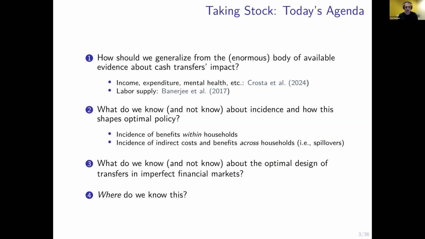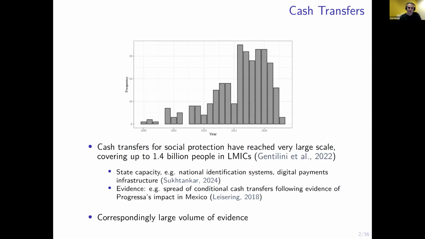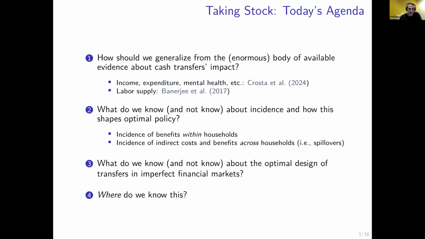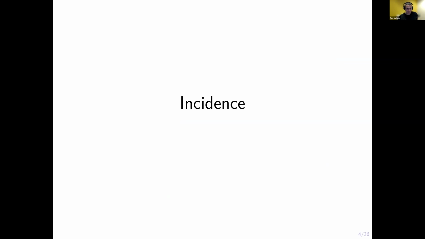And then last, Tavneet will also speak to the geography of the research on cash transfers. In some sense, this graph that I just showed you is going to turn out to be a little bit deceptive, and I'll let Tavneet explain why that is. But we think the geography of the research is also very important. Cool. So that's our plan. I'm going to dive in now on incidence.